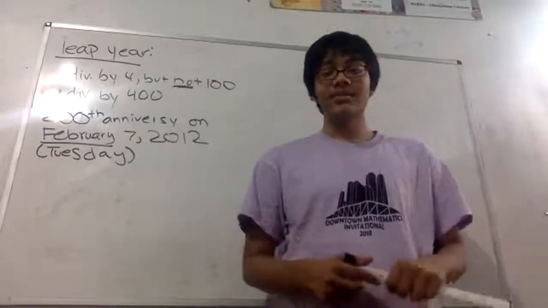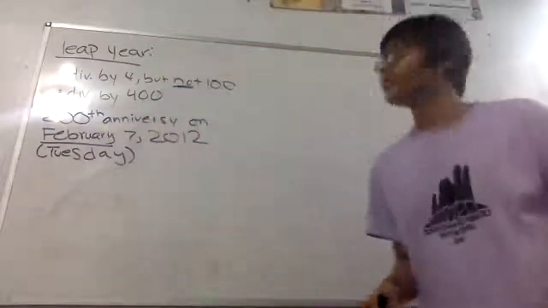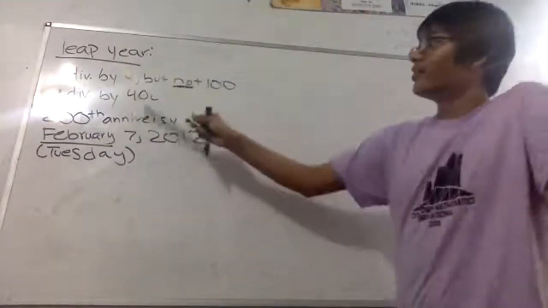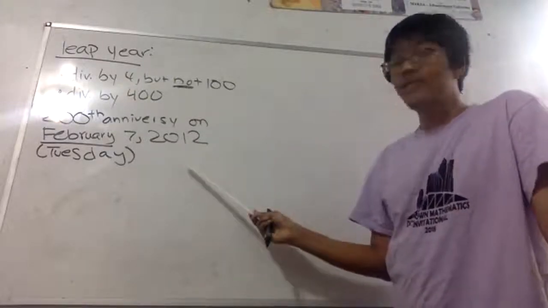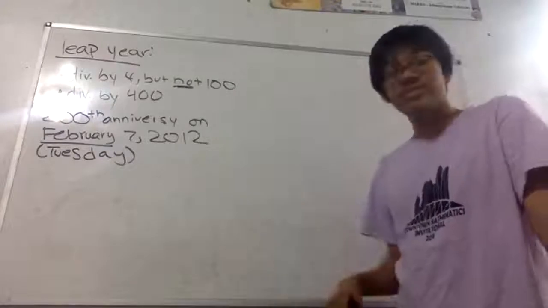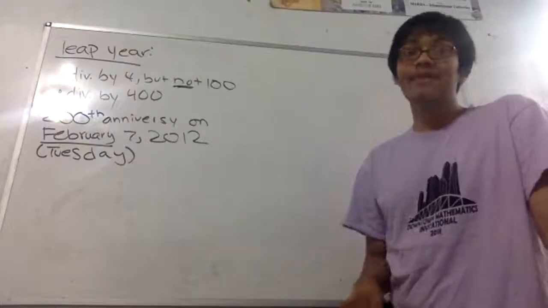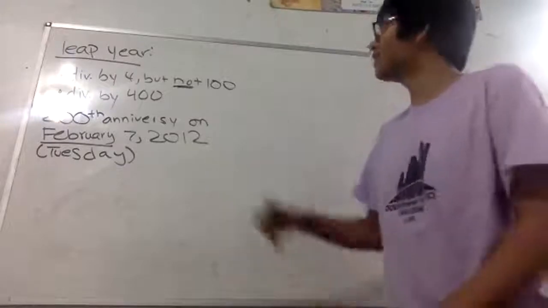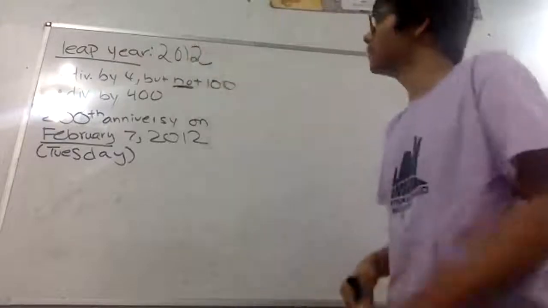Well, the first thing I do is take a look at the problem. What are we told? So we know that a leap year is divisible by 4, but not 100. Is 2012 divisible by 4? Yes. Is it divisible by 100? No. So 2012 is indeed a leap year. So that's the first progress we've made. 2012 is a leap year.